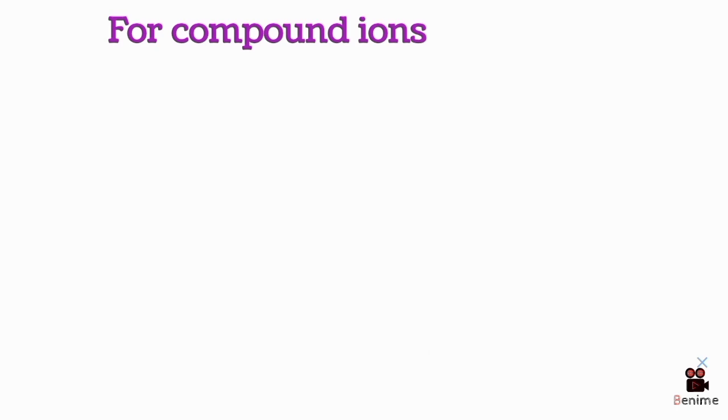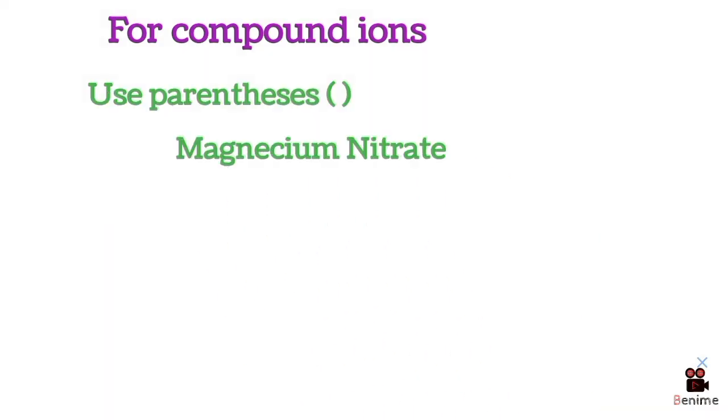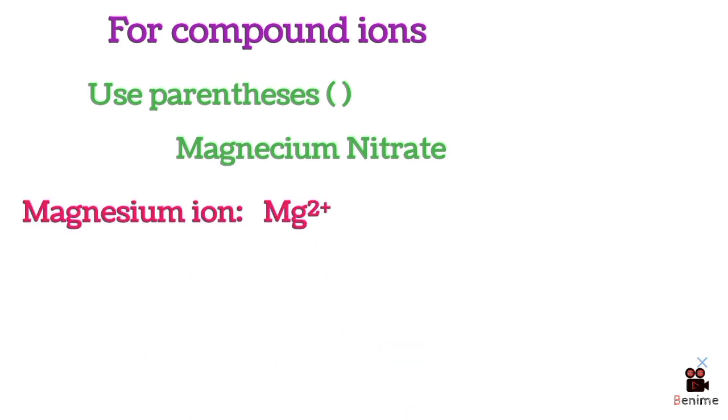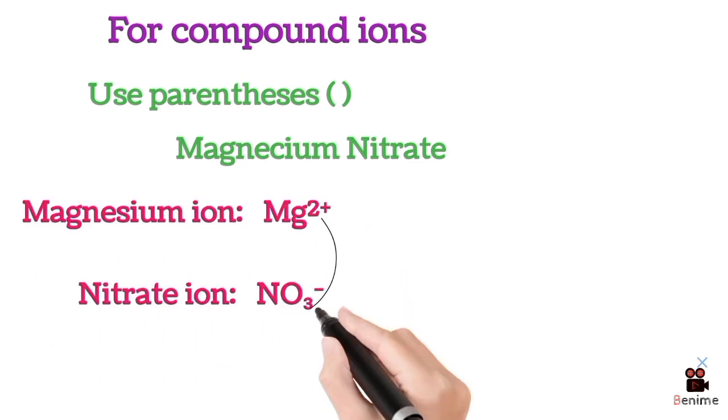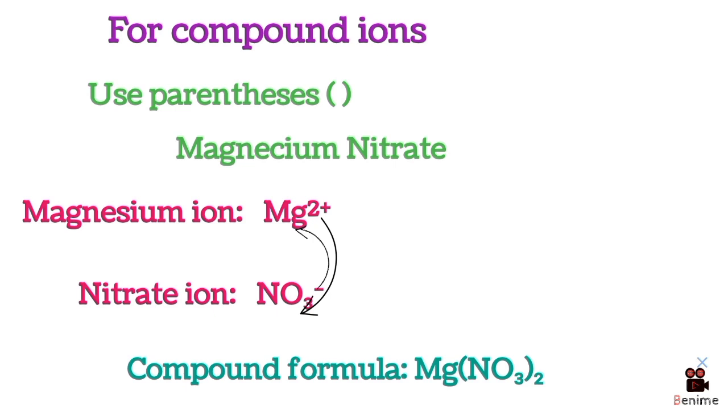Now we will learn formulas using compound ions. For compound ions, you must use parentheses. For example, magnesium nitrate, Mg2+ and NO3-. Swap the 2 to the nitrate and write the formula Mg(NO3)2, with the nitrate in parentheses, twice. This means you have 2 whole nitrate groups.